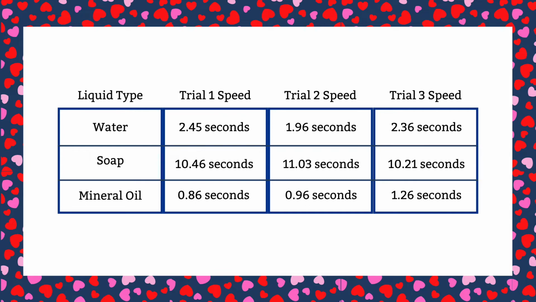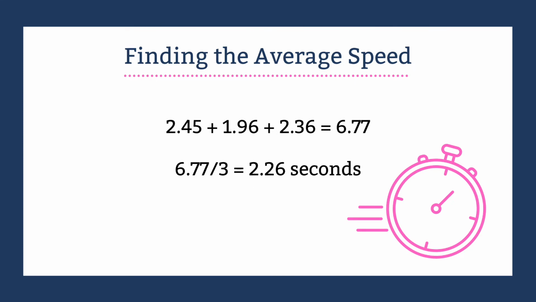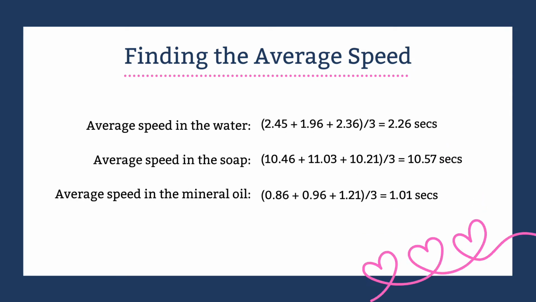So now you have a chart of times, but what do you do with that data? We find the average speed of each heart, of course. So take the 3 measurements you wrote down for your first liquid and add them all together. It should look like this. Then divide that number by 3, and you now have your average speed. Do this again for the other 2 liquids.